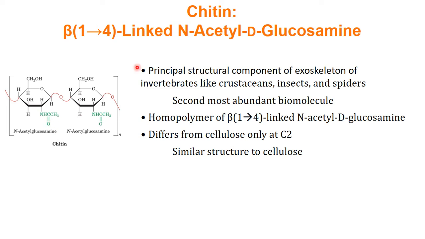And chitin is the component of the exoskeleton of your crabs, crustaceans, insects, spiders. And this is the second most abundant biomolecule there is, because we have a lot of insects. And again, since it's similar to glucose, it will form these layers. These layers are hard, which makes sense why it is the exoskeleton. They're very compact, hard to break down.